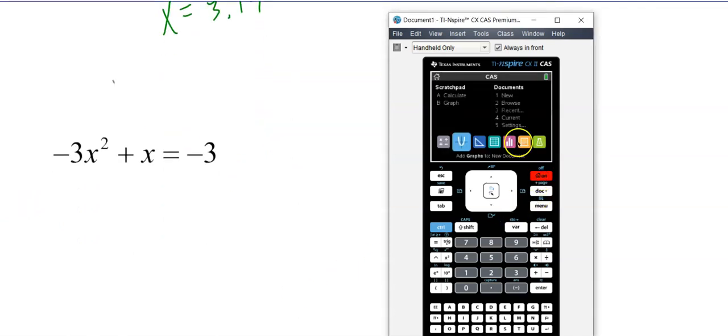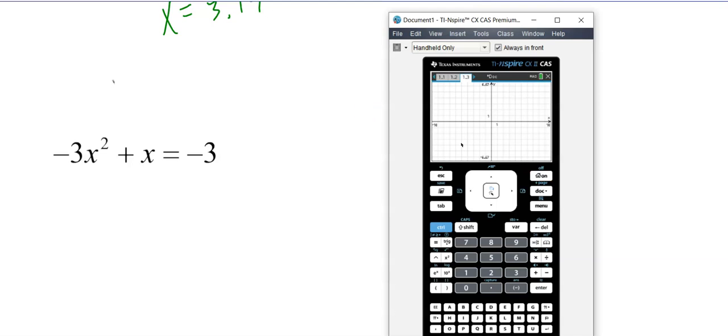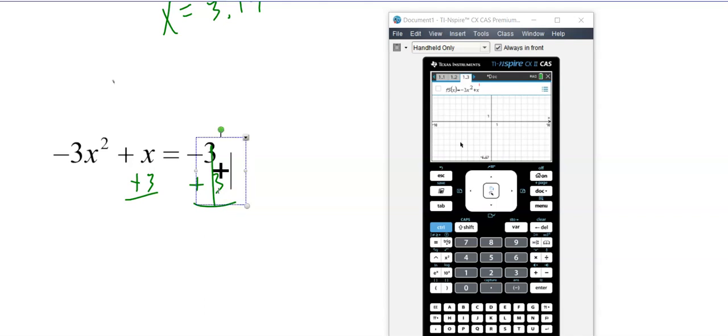So new calculator screen, home, hit the graph icon, tab if you have to, negative 3x squared plus x. I guess I need to add 3 to both sides to set that equal to 0. So I'm going to say plus 3. Over here, plus 3. Okay. And it looks like it crosses a couple times there.